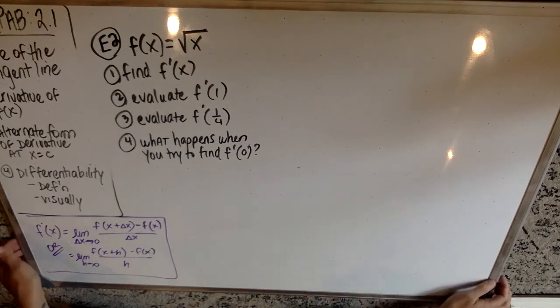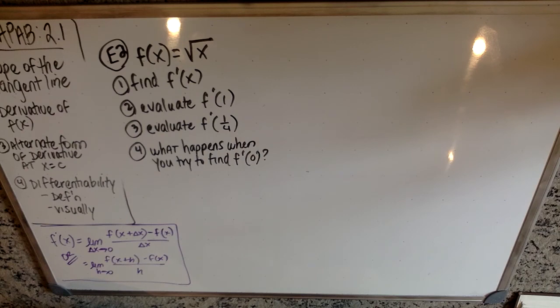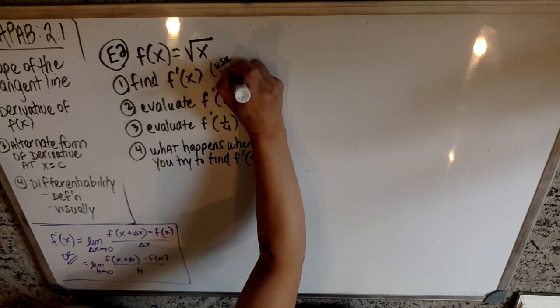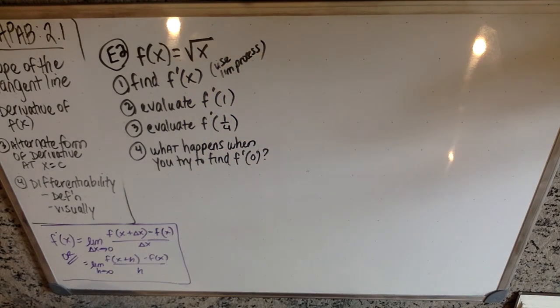Right, this is APAB, and we are back with example 2 in 2.1. We're given that f of x is the square root of x, and the first thing we're asked to do is find f prime of x. Again, I'm going to add that little caveat that you have to use the limit process. I promise that when we get to 2.2, you're not going to have to use the limit process, and you're going to have much faster ways to find a derivative. But right now, we're differentiating the old school, long, painful way.